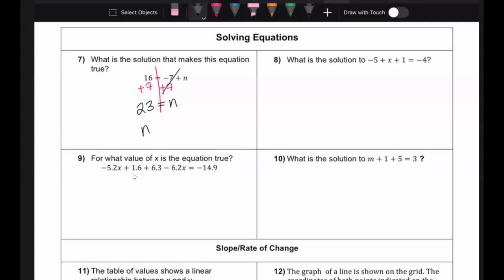Which you can rewrite as n equals 23. But 23 equals n is the exact same thing. And you're done.